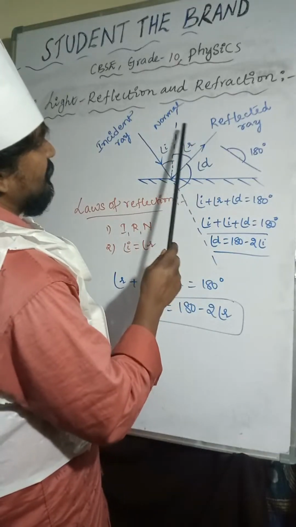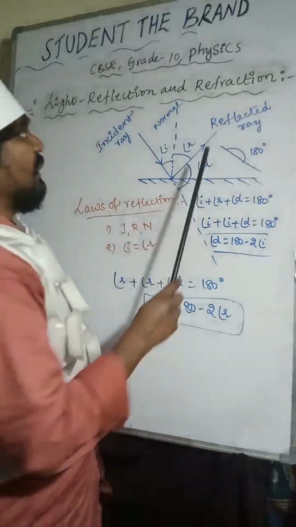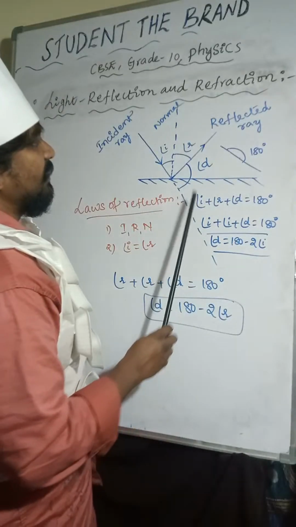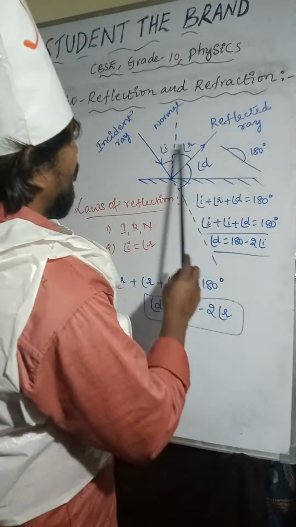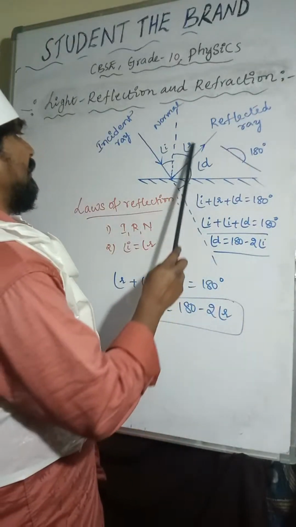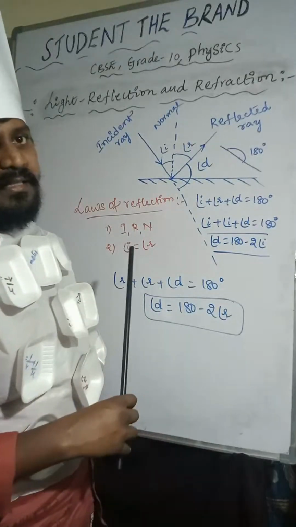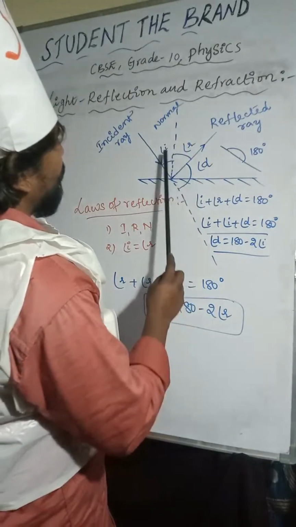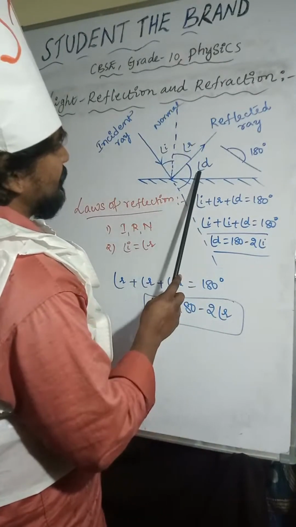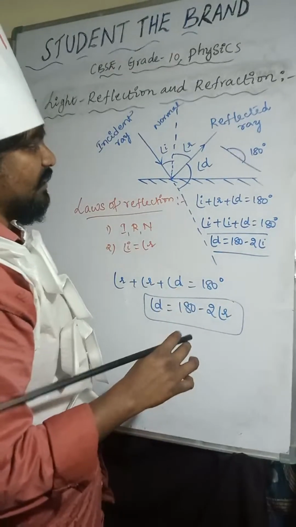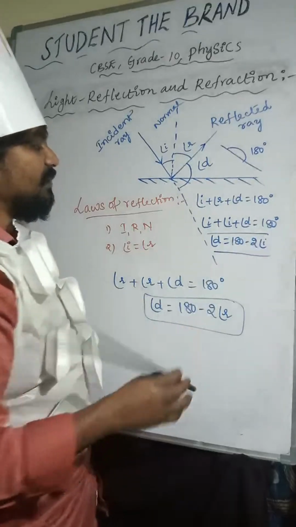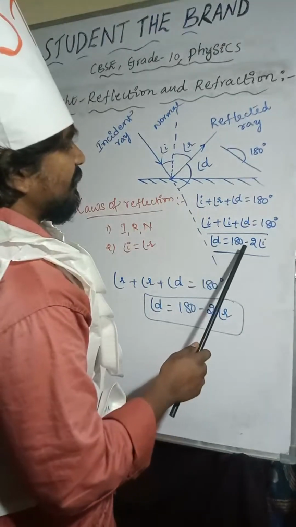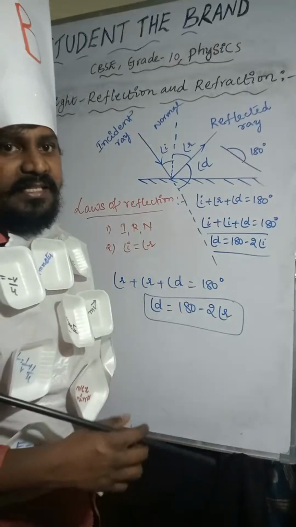Angle between reflected and normal line is called angle of reflection. Angle between reflected and undeviated line is called angle of deviation. Here this entire line is a linear angle, 180 degrees. So angle of incidence plus angle of reflection plus angle of deviation equals 180 degrees. Since the angles of incidence and reflection are equal, angle of deviation equals 180 minus 2 angle of incidence.